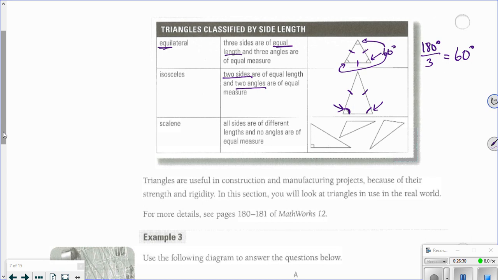Okay, and then a scalene triangle is anytime all 3 of your sides are of different lengths. And what that means is that also all 3 of your angles are different as well. Okay, so they're going to do a lot of kind of real world examples for this, but you need to know how to classify triangles by angles. You also need to know how to classify them by side length. That's a given. That absolutely has to happen. So know those 2 charts.